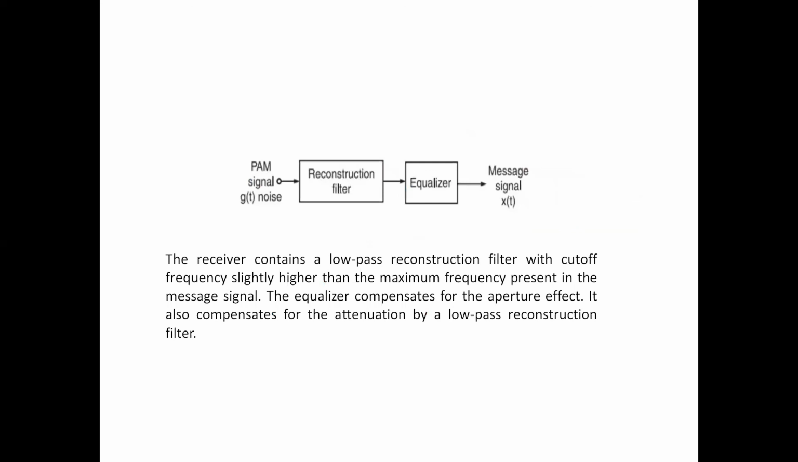So what happens is that we have this pulse amplitude modulated signal. It has some noise components in it. It is passed through this reconstruction filter having the sinc transfer function, and then it is passed to the equalizer whose transfer function we have derived just now, and then at the output of it we have the original time domain message signal. This receiver contains a low pass reconstruction filter with cutoff frequency slightly higher than the maximum frequency present in the message signal. The equalizer then compensates for the aperture effect. It also compensates for the attenuation by the low pass reconstruction filter.